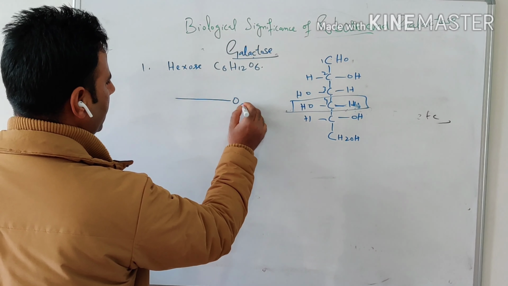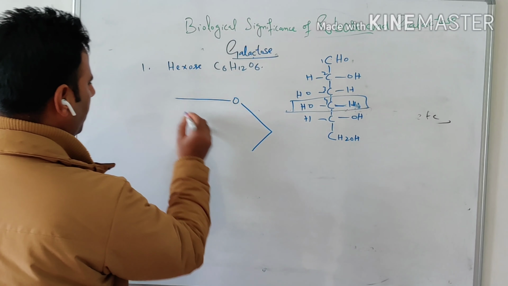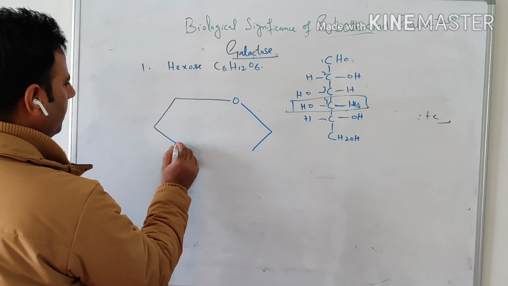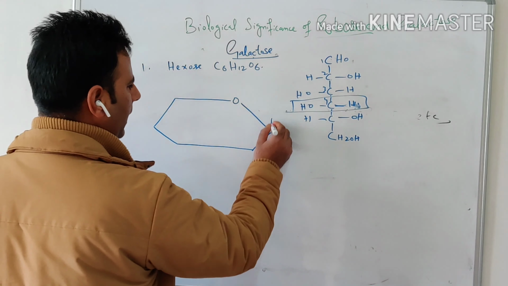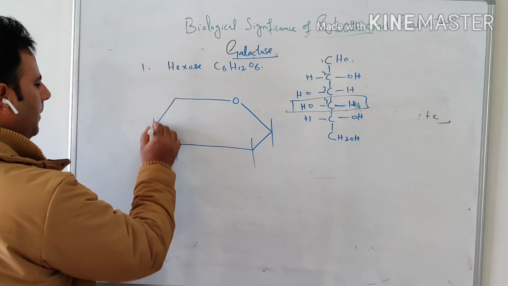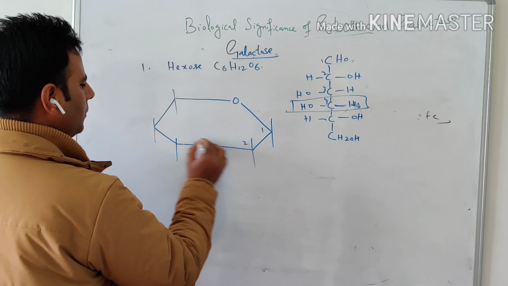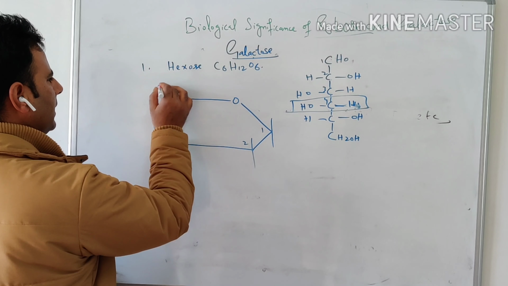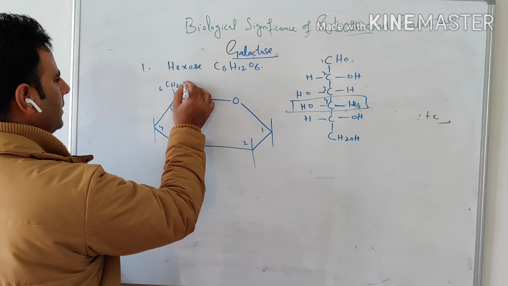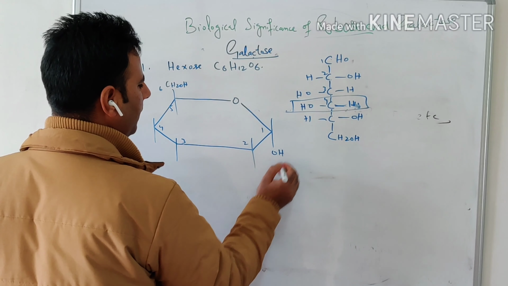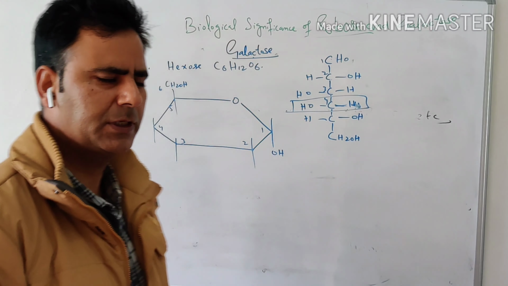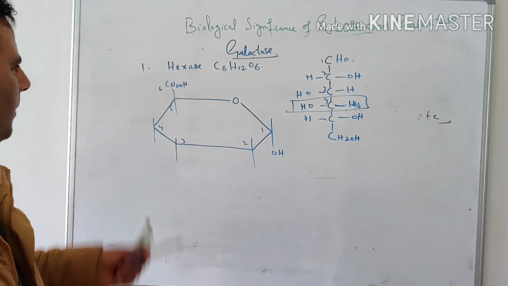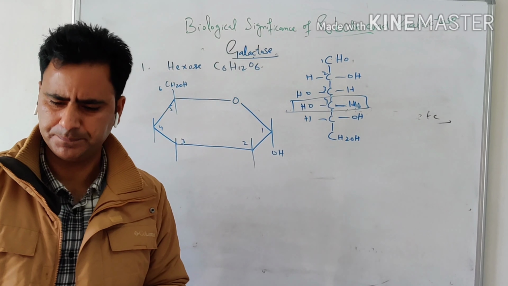This galactose is stable in pyranosic ring form. This is the pyranosic ring form, 1, 2, 3, 4, 5, and 6. Here it is CH2OH. Here it is OH, then it is alpha, right? So we can substitute the other OH groups as well. This is our pyranosic ring structure of galactose.